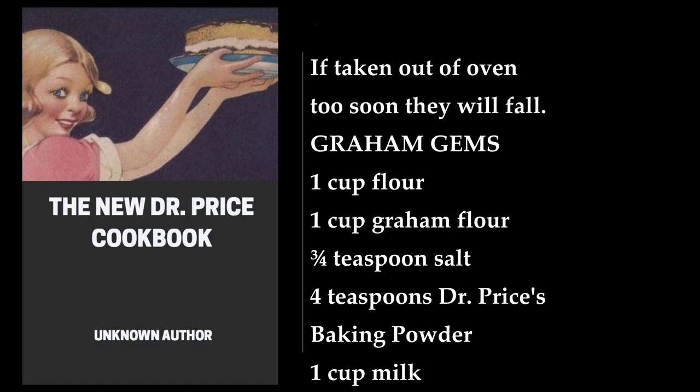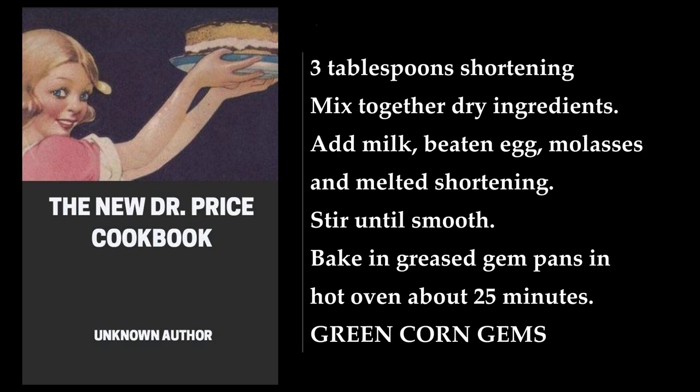Graham gems. 1 cup flour. 1 cup graham flour. 3/4 teaspoon salt. 4 teaspoons dry baking powder. 1 cup milk. 1 egg. 2 tablespoons molasses or sugar. 3 tablespoons shortening. Mix together dry ingredients. Add milk, beaten egg, molasses and melted shortening. Stir until smooth. Bake in greased gem pans in hot oven about 25 minutes.